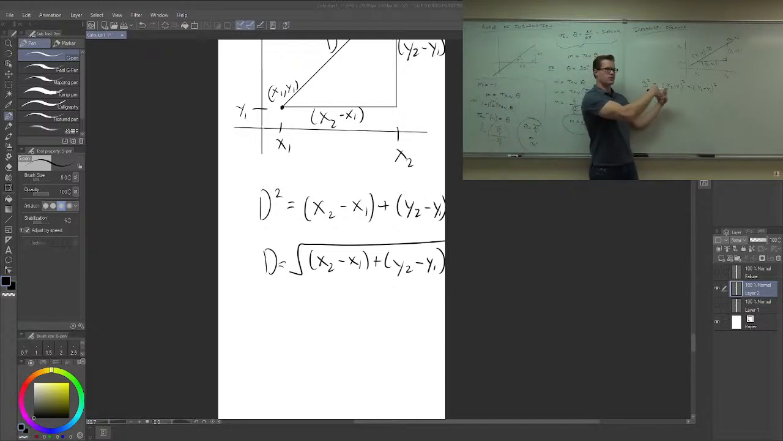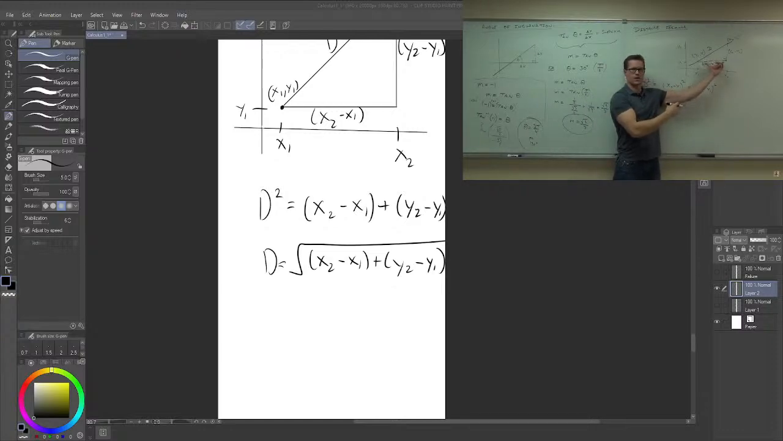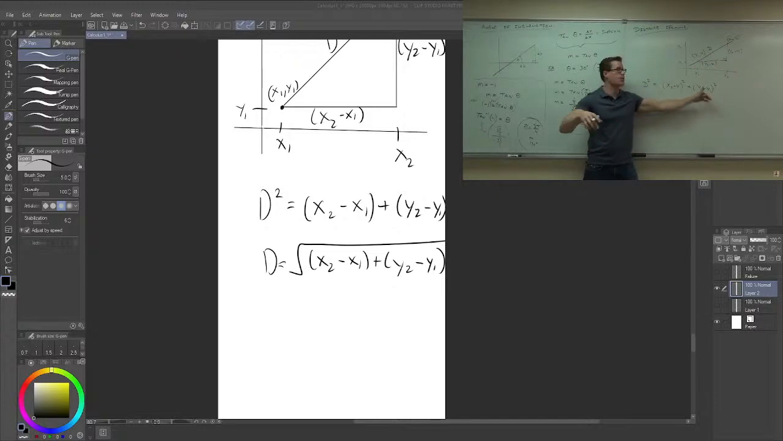Can you guys see the Pythagorean theorem at work here? Do you see the leg squared? This is one leg, and I'm just squaring it. Here's another leg, and I'm just squaring it. By the Pythagorean theorem, that has to equal the hypotenuse squared. The only thing we need to do now is get rid of the square. How do I get rid of the square? Yes, take the square root of the whole thing.